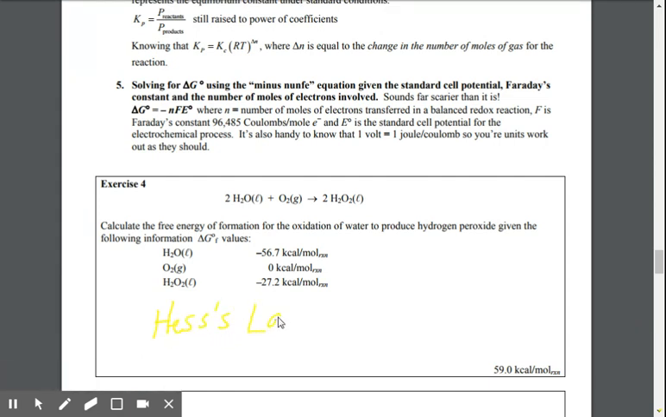So Hess's law is what I'm going to use for this exercise. That is where I take delta H of the reaction is equal to the sum of delta H of my products minus the sum of delta H of my reactants. And if I have more than one, then I have to multiply that value by my coefficient. So when I do so, you should get a value of positive 59 kilocalories per mole reaction.